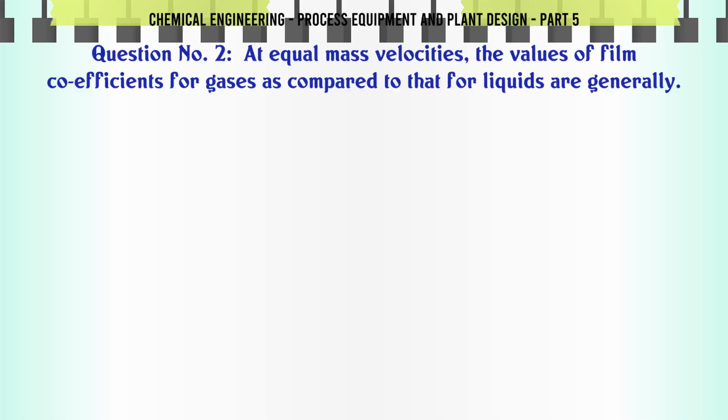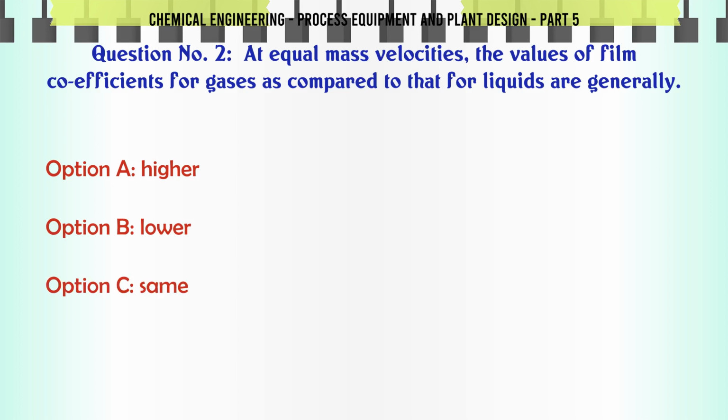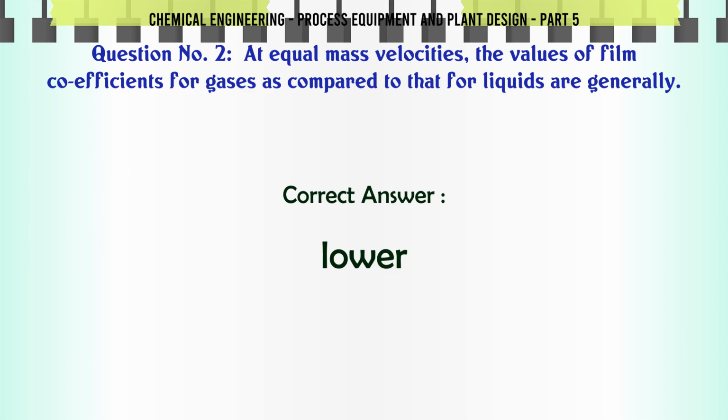At equal mass velocities, the values of film coefficients for gases as compared to that for liquids are generally A. higher, B. lower, C. same, D. unpredictable. The correct answer is lower.